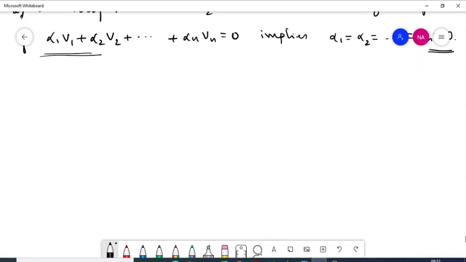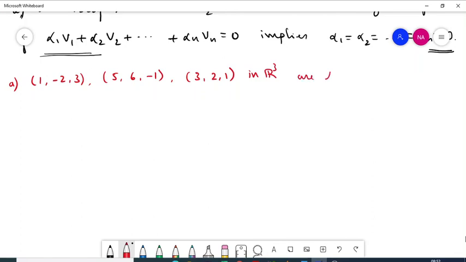Okay, now let us discuss problems. First one: determine whether the vectors (1, -2, 3), (5, 6, -1) and (3, 2, 1) in R cube are linearly dependent or independent. So vectors are given, we need to check their nature.